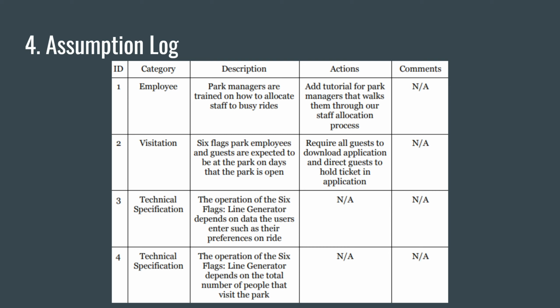These are technical specifications. You can see that we depend on the Six Flags guests to enter their preferences on the rides. The operation depends on the total number of people in the park. Next slide, please.